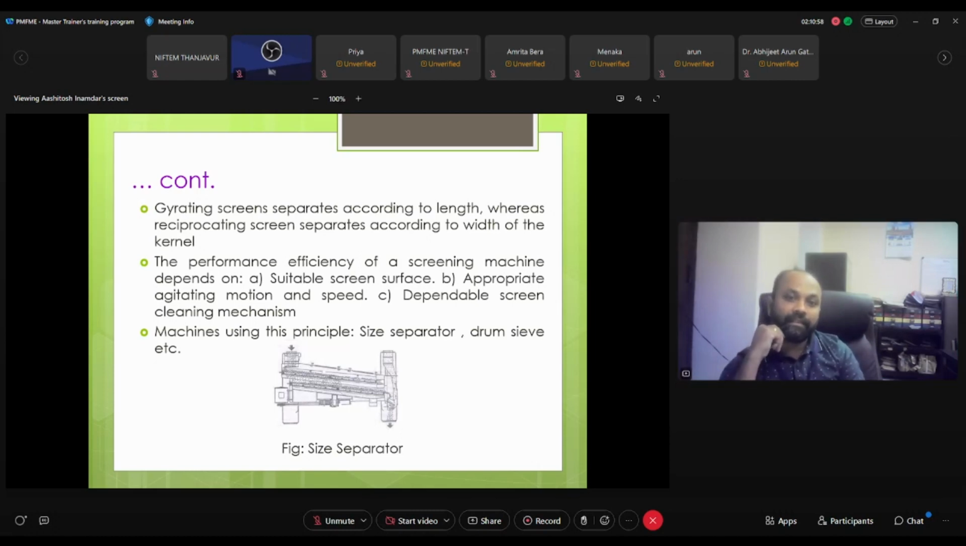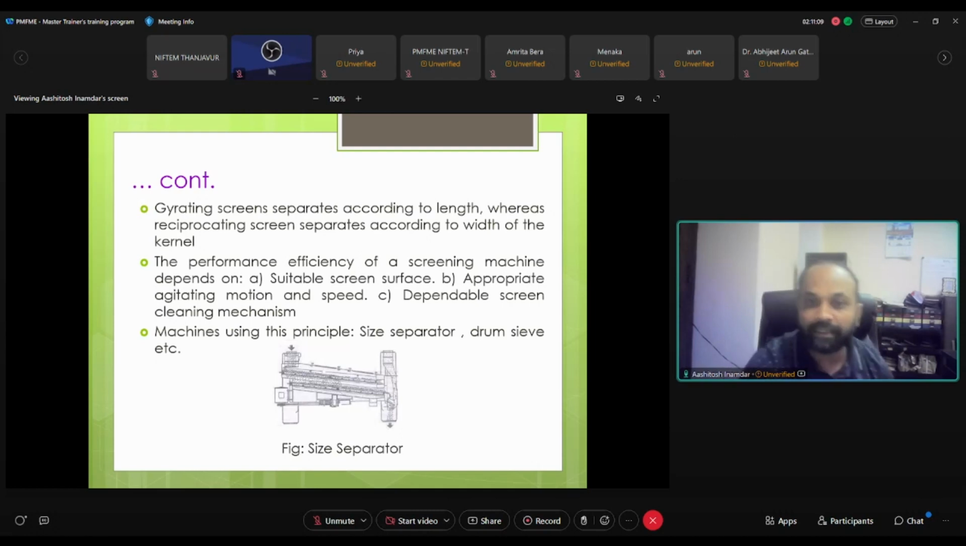Size separators come in capacities of as low as maybe 500 kgs per hour to as high as maybe even 40-50 tons per hour. And based upon the capacities, size separators are used. There is also some equipment like the drum sieve. Drum sieves are cylindrical screens. These are basically used for higher capacities. It starts from 20 tons per hour and it can go up to even 400, 500 tons per hour.